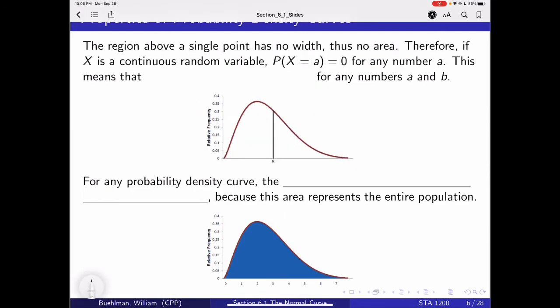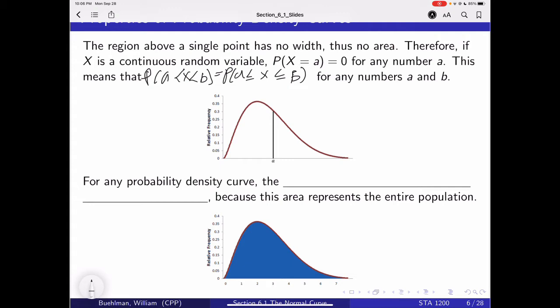The region above a single point has 0 width, thus no area. Therefore, if x is a continuous random variable, the probability that x equals a is equal to 0 for any number a. This means that the probability that a is less than or equal to x, which is less than or equal to b, is equal to the probability that a is less than or equal to x, which is less than or equal to b, for any numbers a and b.